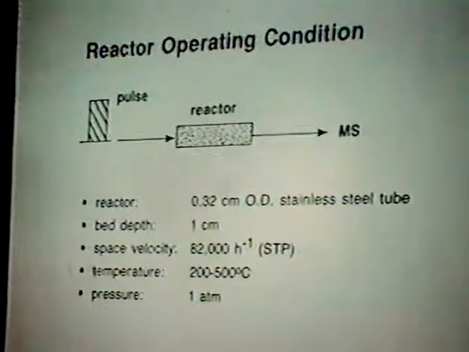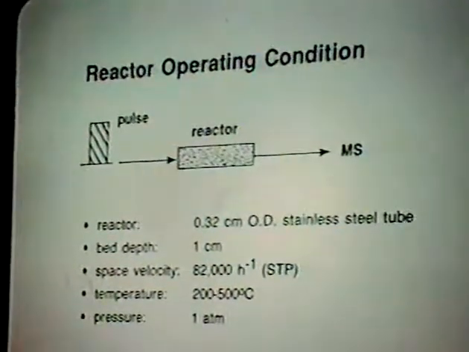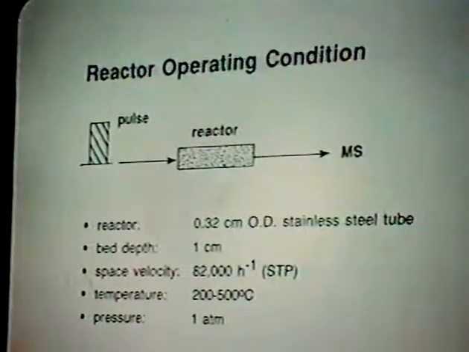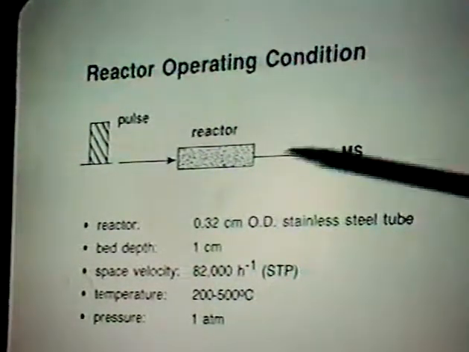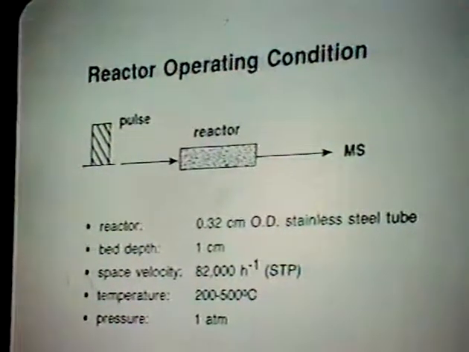In our experiment, the reactant pulses were introduced to a fixed bed reactor made of 1/8" stainless steel tube, at a space velocity of 82,000 per hour, which is a typical operating condition for an automobile catalytic converter. The reactor exit composition was monitored by mass spectrometer.